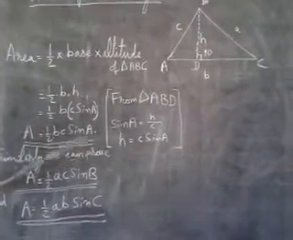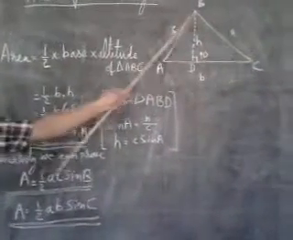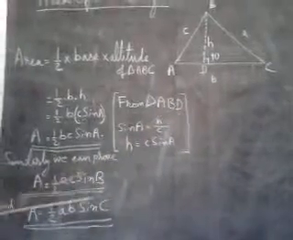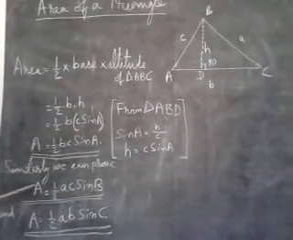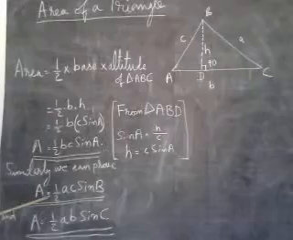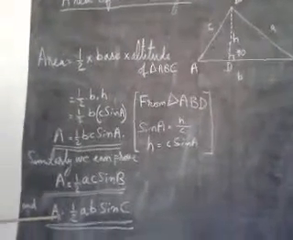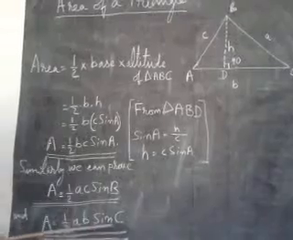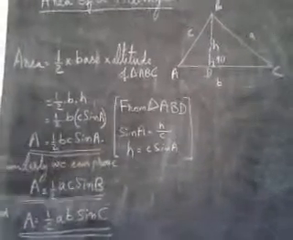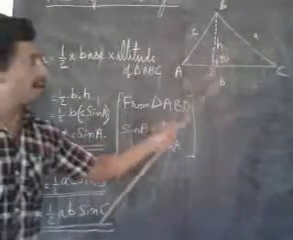Similarly, we can prove for other angles, taking sine B and sine C, the area of the triangle as A equals half ac sine B or A equals half ab sine C. These three formulas can be used to find the area of this triangle.